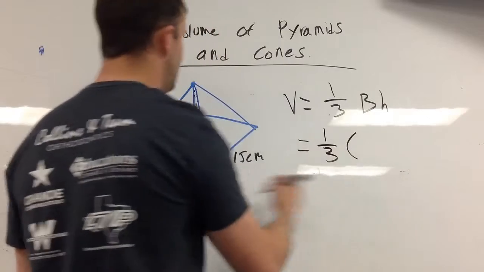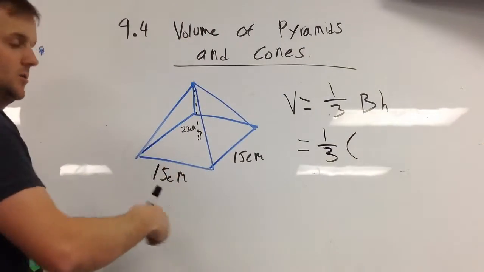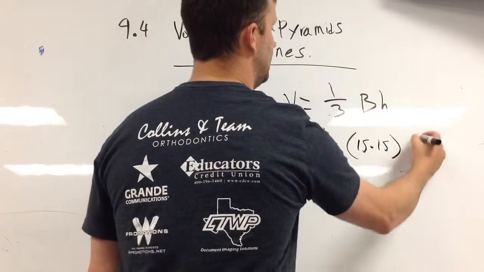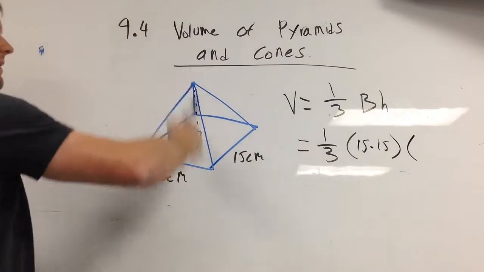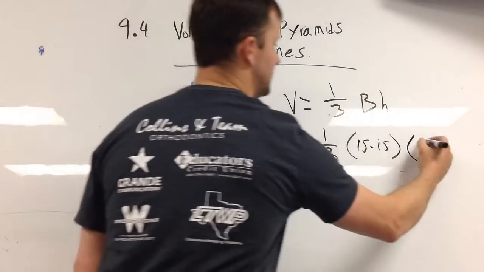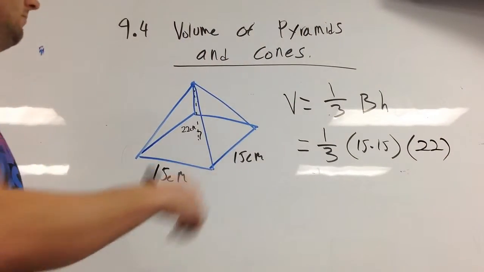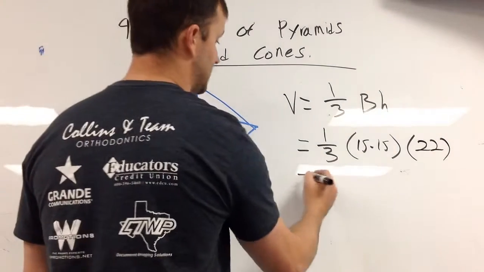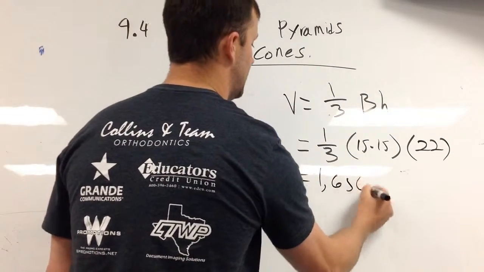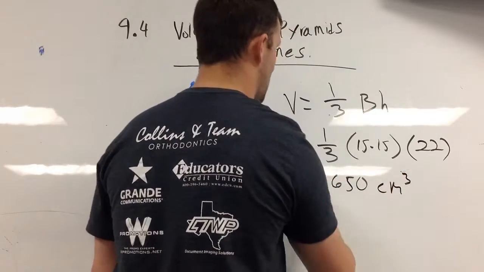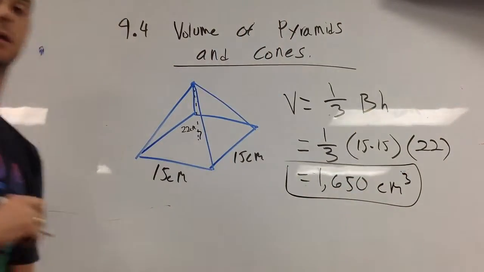The area of the base, this is going to be a square, so I'm going to do length times width. So I'm going to do 15 times 15. Then I'm going to multiply it times the height, which is given to me, which is going to be 22 centimeters. So then if I plug this in, multiply it out, plug everything in, it is going to come out to be 1,650 centimeters cubed. Because remember, volume is always measured in cubic units.